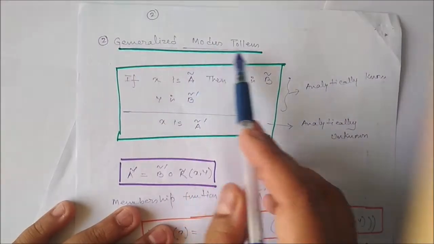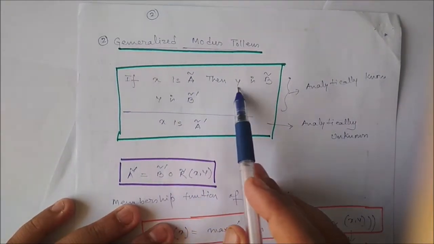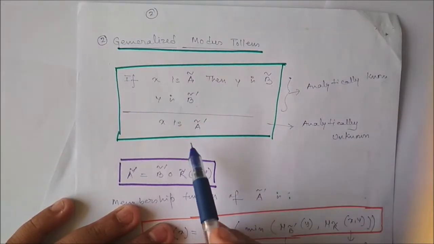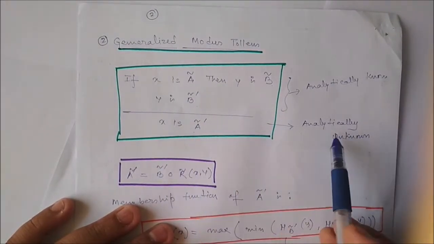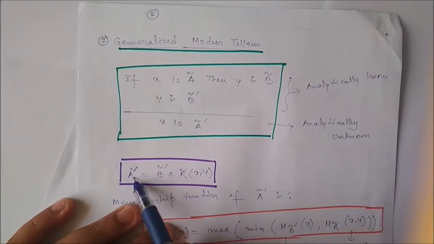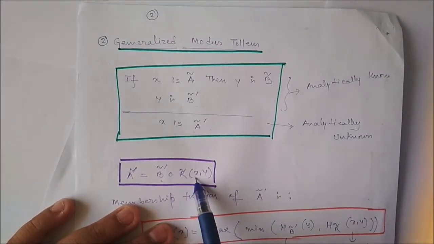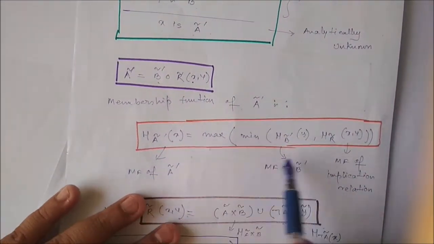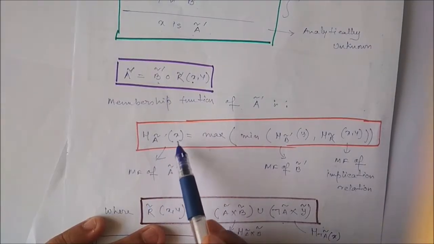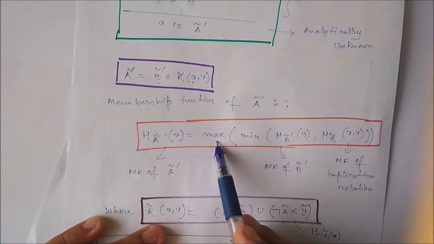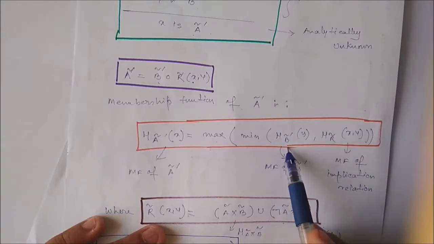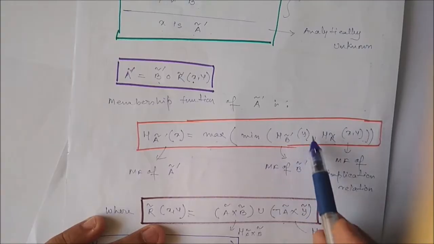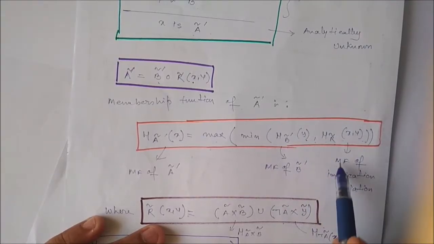Next is generalized modus tollens. If x is A, then y is B, and y is B dash. These two are analytically known. We can identify x is A dash, which is analytically unknown. To get A dash, we can use B dash as well as R. To calculate the membership function of A dash, we use this formula: mu A dash(x) = max min [mu B dash(y), mu R(x, y)]. This is the membership function of B dash, and this is the membership function of the implication relation.